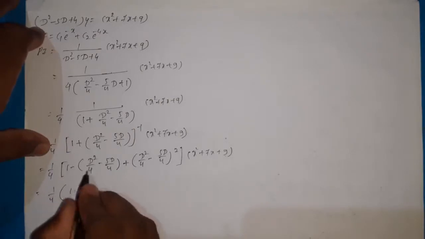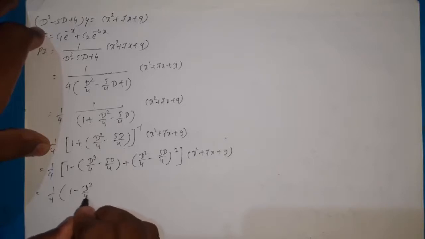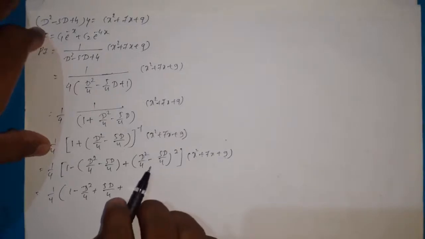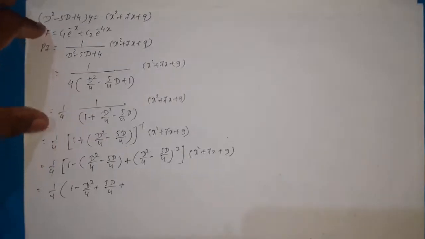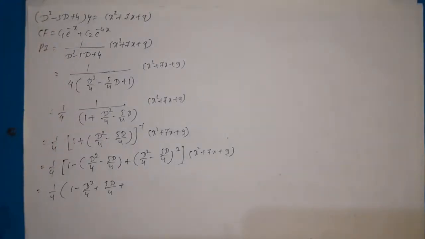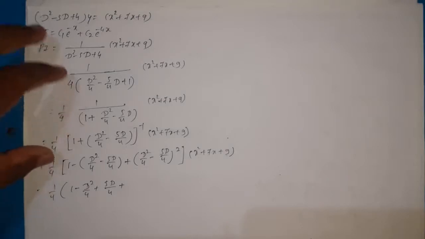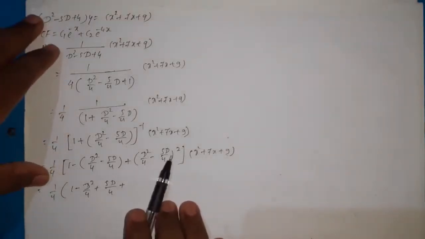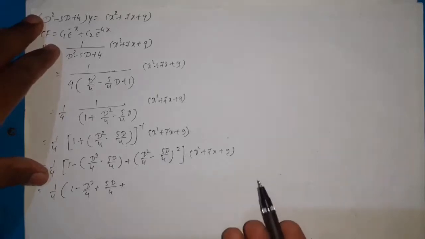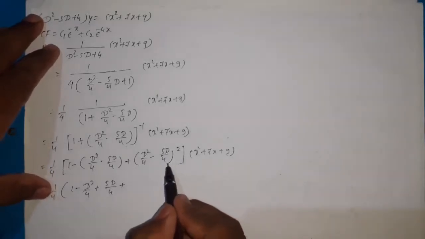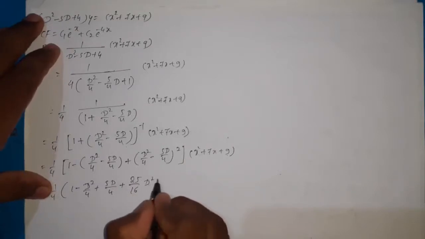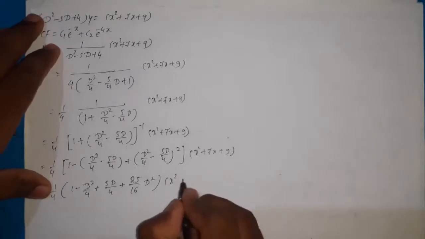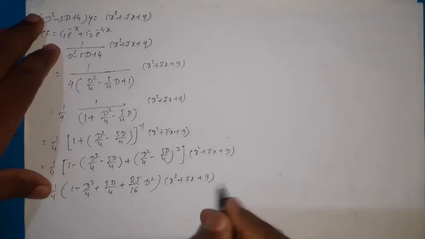Now multiply this with the negative sign, that is D square by 4 plus 5D by 4 plus. So after expansion we can get D square here. In the expansion we have 3 terms, but D square will be there in only one term. So here this becomes D power 4, this becomes D square, and the other term will become D cube. So therefore we need to consider this. D square means 25 by 16 D square into x square plus 7x plus 9.